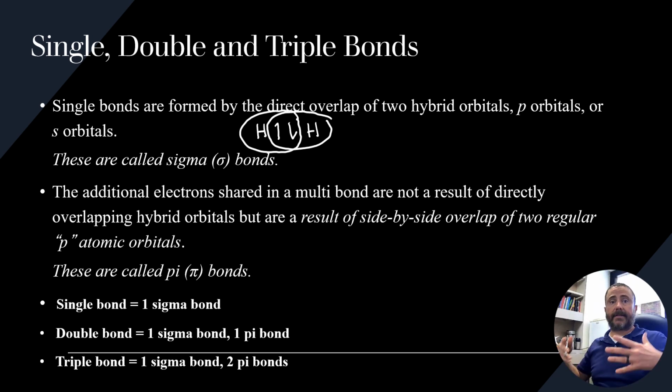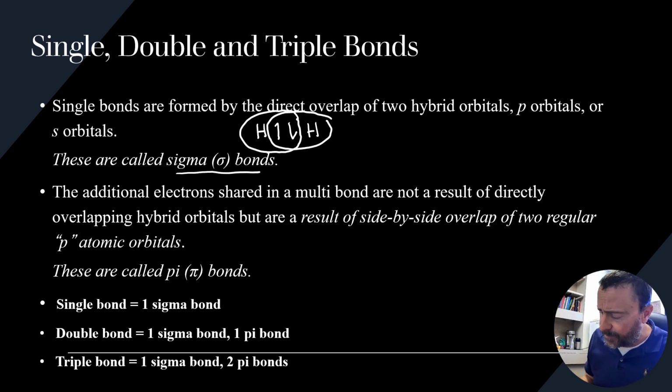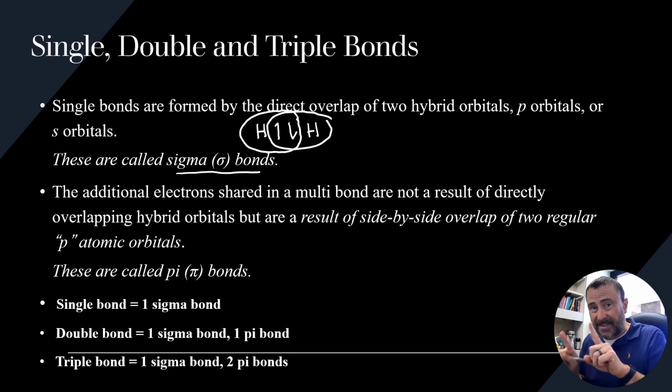Our hydrogens, there's a direct overlap of those s orbitals. They're not really very good spheres, but you get the idea there. Or we saw our fluorines with those p orbitals directly overlapping. When there's a direct overlap, we call those sigma bonds. When there's not a direct overlap, but more of a side-to-side thing going on, when there's a side-to-side overlap, we call those pi bonds.